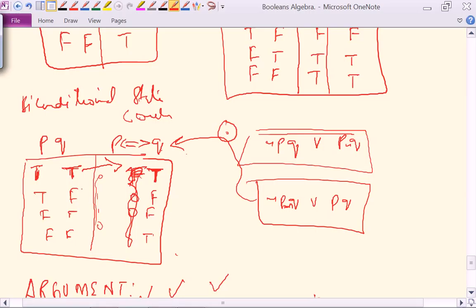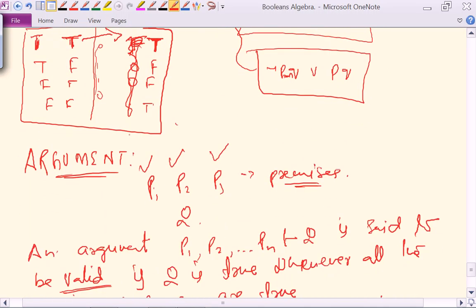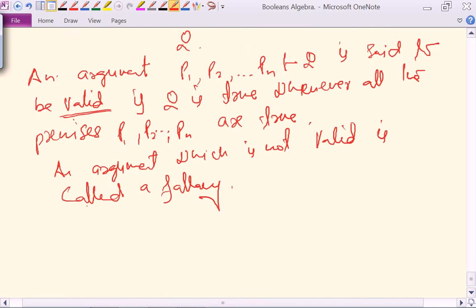So if you have the combinations of all the premises, you could have a lot of variables, you can understand that out of them, if we have the true conditions where they are all true, and against them their conclusion should also be true, then the whole argument is valid. If it is not, then it is not a valid argument, right? So if it's not valid, then it is a fallacy. You getting me or not?